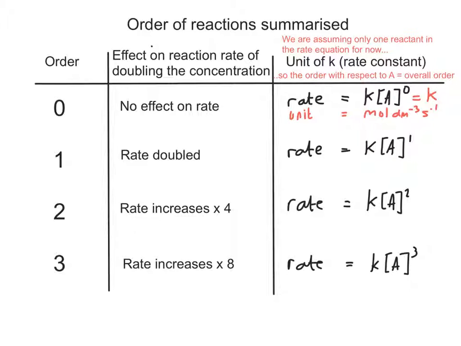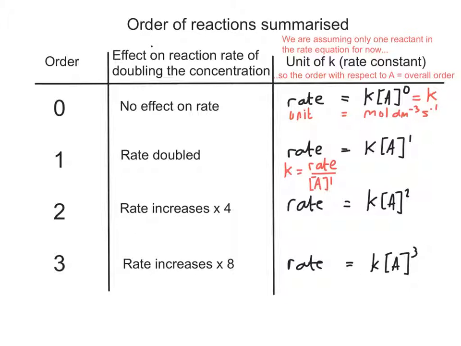So if you look at raising anything to the power of 0, it gives you 1. So K times the concentration of A to the power of 0 gives you K, because anything to the power of 0 is 1. So just to recap on that, the concentration of A to the power of 0 is 1. 1 times K is K, hence why the rate equals K for a zero order reaction.